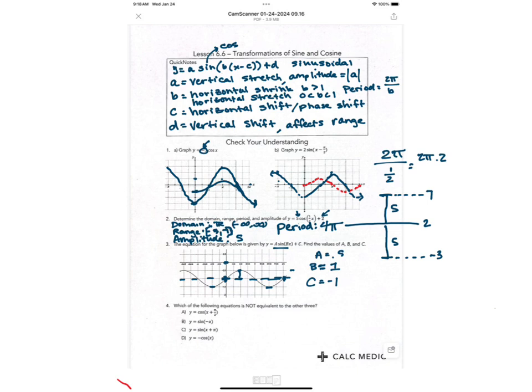Are we okay here? So would it be 0.5 sine of x minus 1? Yes, I believe this is that picture. Good. Okay, last question. Which of the following is not equivalent to the other 3?